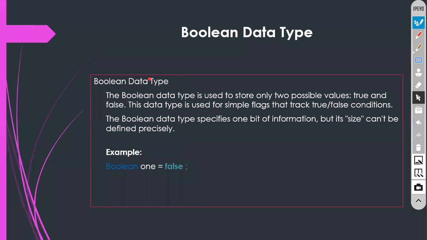Yesterday we already discussed this. What is this Boolean type? The default value is false only. You can use true or false in the Boolean data type. This is how you declare a Boolean: Boolean one is equal to false. Like this you declare. This is the data type, this is your variable, and this is false. This is the Boolean data type.